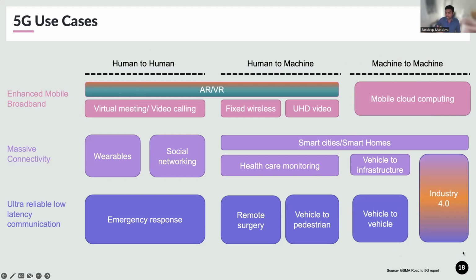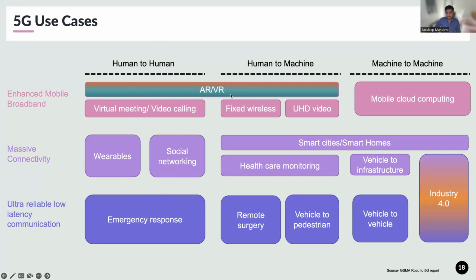We are in the next industrial revolution, where machines just perform tasks on their own and produce the goods needed. So if you see some examples, like human to human, in any AR/VR situation, a human can talk to a machine, or a human can talk to other humans sitting elsewhere in the world. Virtual meetings, video calls, wearable social networking, emergency calls, these are all human to human interactions.